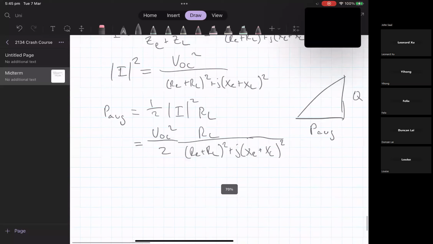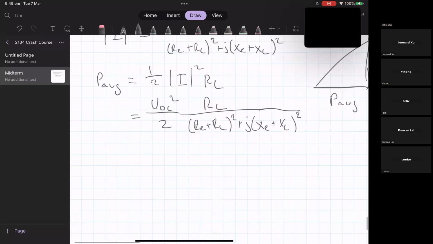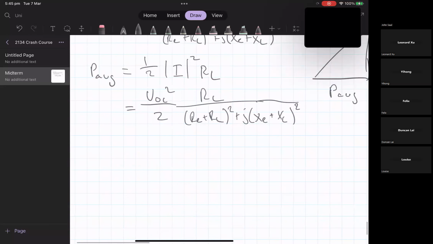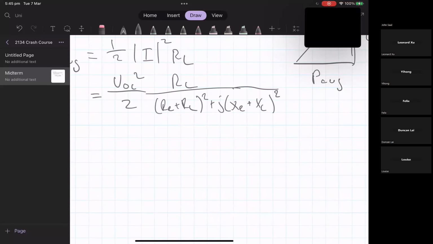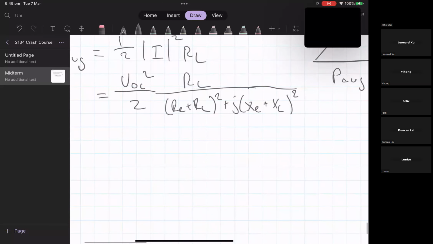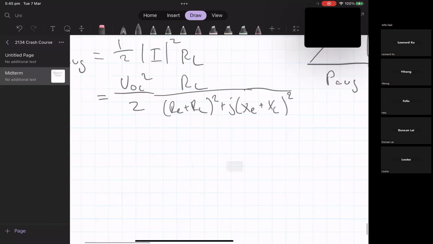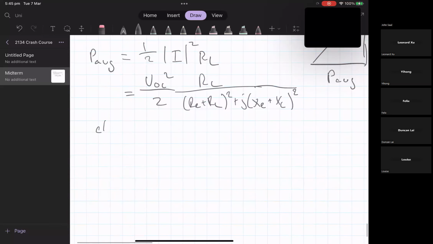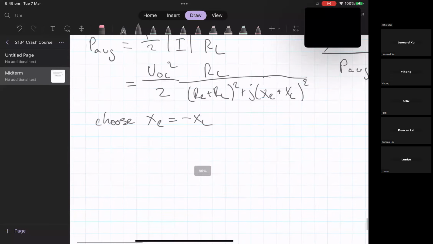So what's the first thing we can do to start maximizing this average power function? We want to minimize the denominator because RL always has to be positive. The first thing I can see to do is to cancel out these two reactances. We can't cancel out the resistances because they are always positive, but we can choose XE equals negative XL. Those two will cancel out and we'll overall get a larger average power.